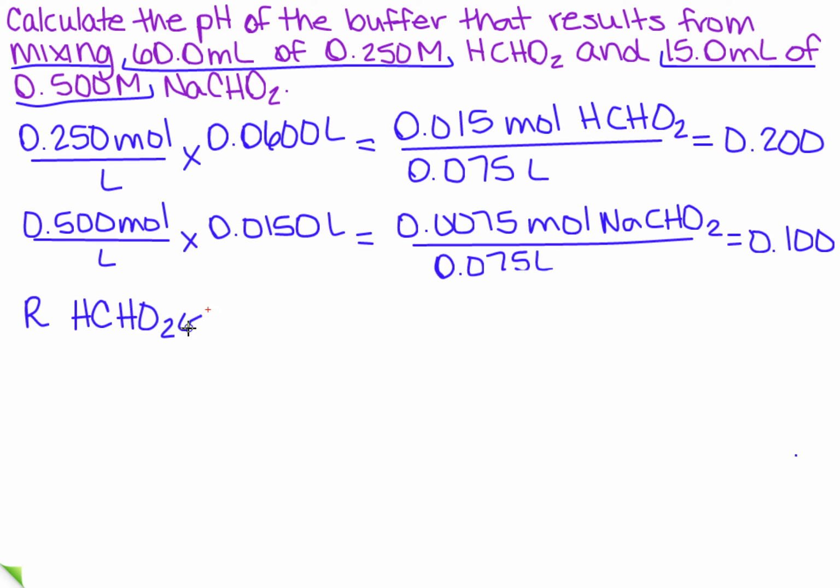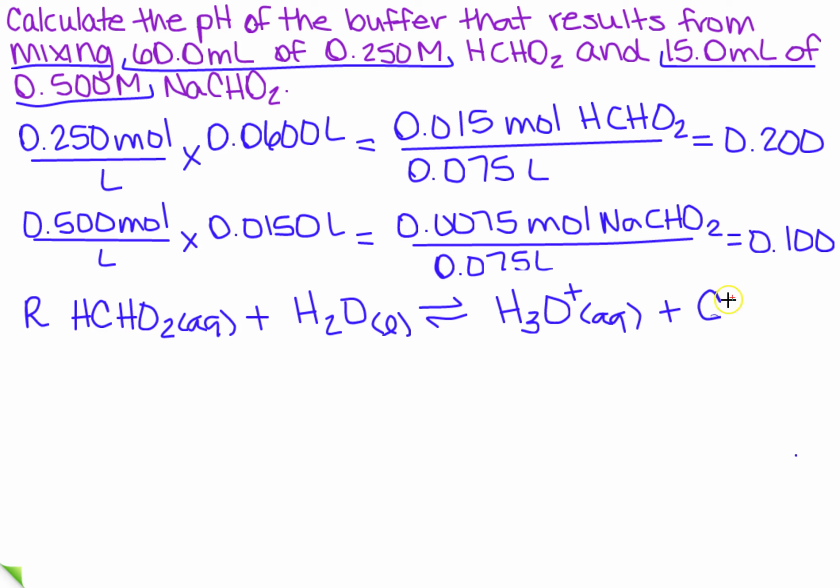And we know that if it's a solution, it is in water. We also know that it is at equilibrium. So it is going to make the hydronium ion plus the anion of the acid, which is the CHO2 minus. So what are my initial concentrations? That's what we found in this section up here. So make sure you use what we found and not what was given.